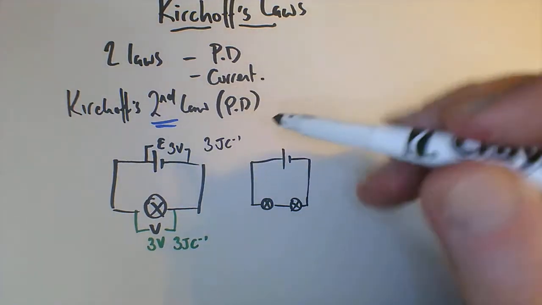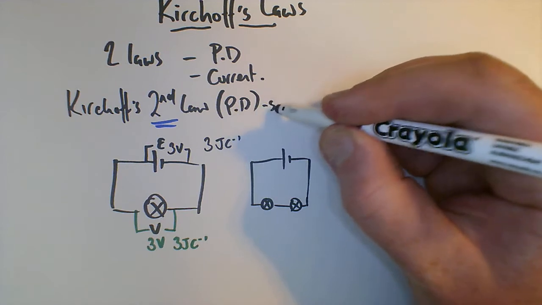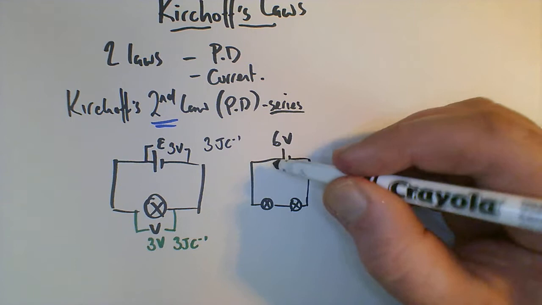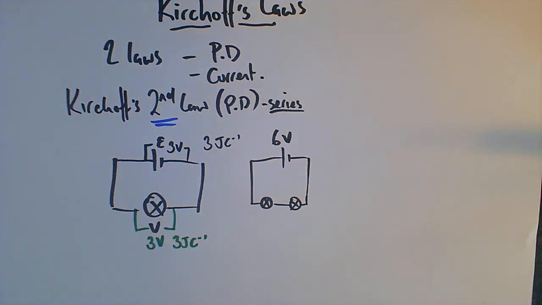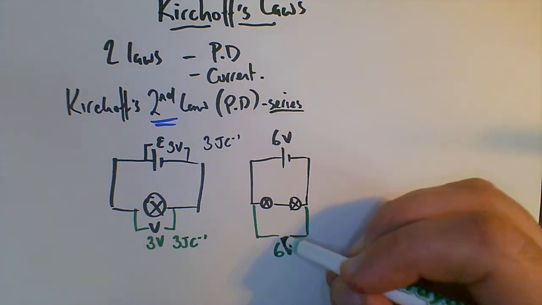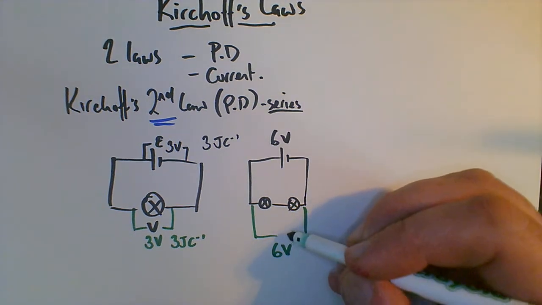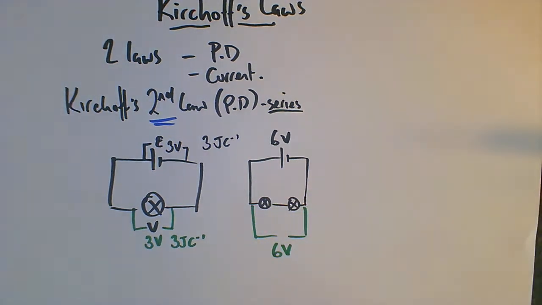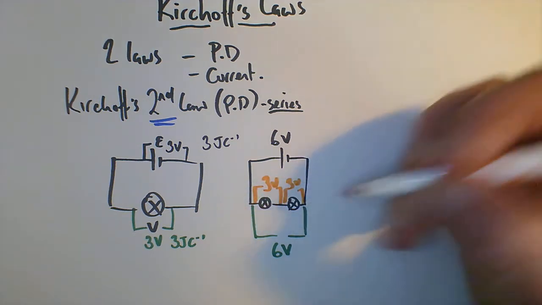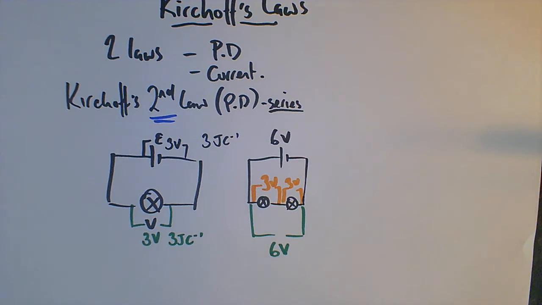So Kirchoff's second law talks about series circuits, really, about the PD, how that works. This time I'm going to supply it with 6 volts of EMF. What am I going to lose over both bulbs? Well, that's the only load in the circuit, so I'm going to lose 6 volts here, right? But that doesn't imply what I'm going to lose over each one. So what will I lose over each one? Well, assuming they're the same resistance, I will lose 3 volts there and 3 volts there, right? Adding up to the 6 volts that came in.